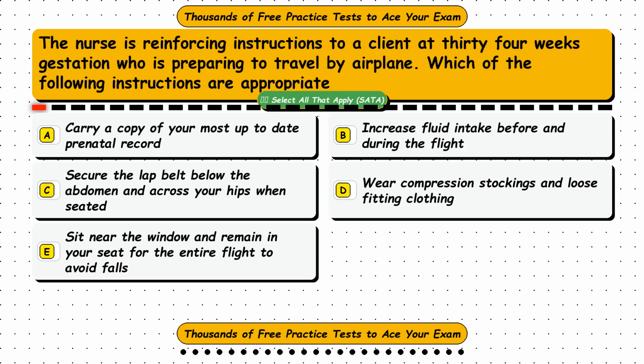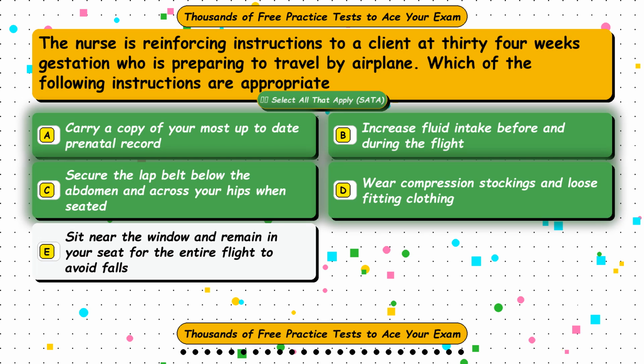Question 9. The nurse is reinforcing instructions to a client at 34 weeks gestation who is preparing to travel by airplane. Which of the following instructions are appropriate? Option A. Carry a copy of your most up-to-date prenatal record. Option B. Increase fluid intake before and during the flight. Option C. Secure the lap belt below the abdomen and across your hips when seated. Option D. Wear compression stockings and loose-fitting clothing. Option E. Sit near the window and remain in your seat for the entire flight to avoid falls.